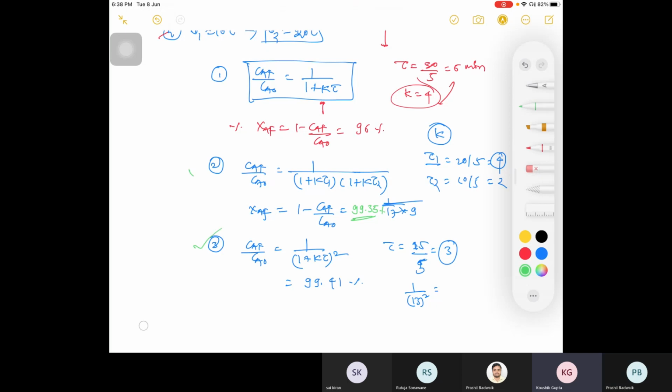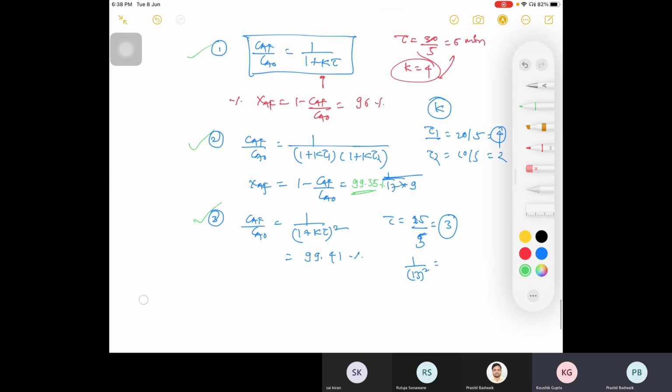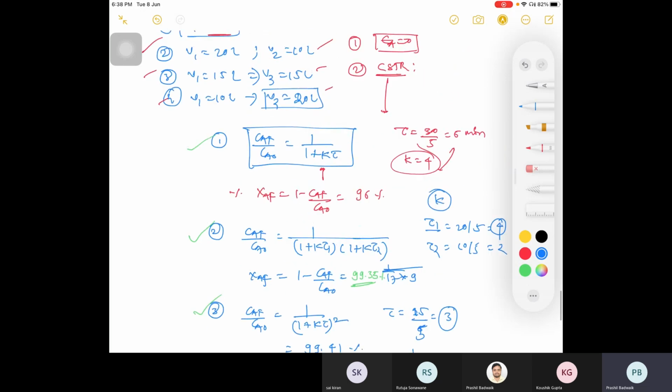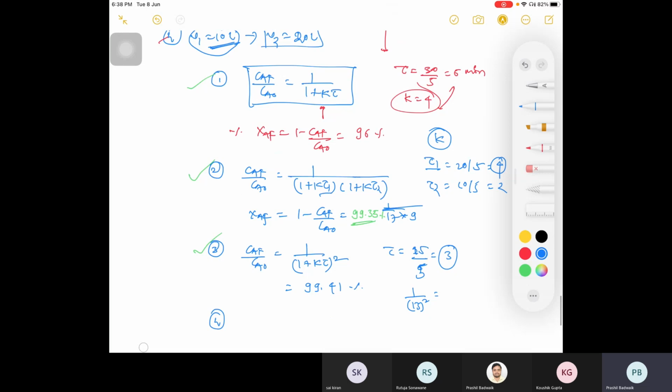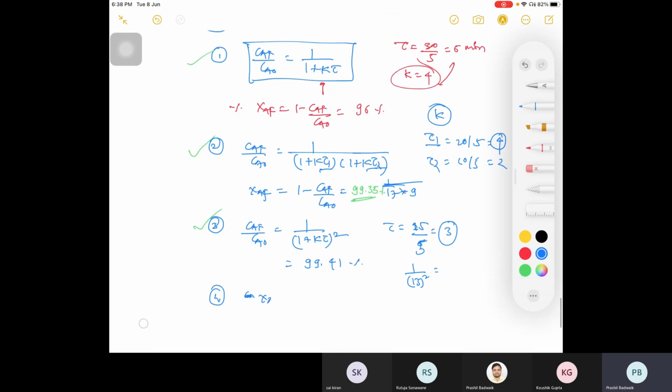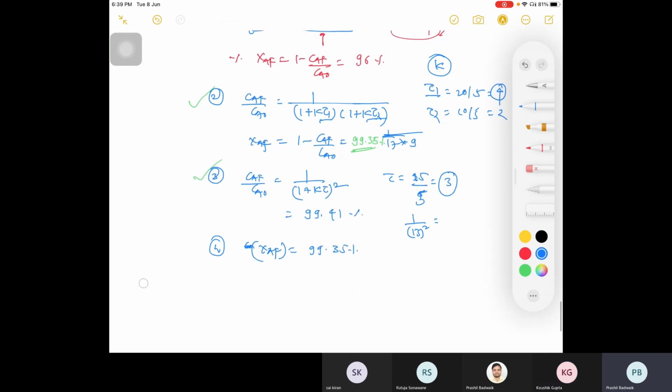So this is your conclusion. Finally, if you have this last arrangement, you have V1, the lower volume at first, and second is higher volume. So it is 10 and 20. Initially it was 20 and 10. So your tau is same, your k is same. So what will you get? Will XAF be the same as the second case? Yes, sir. It is 99.35.